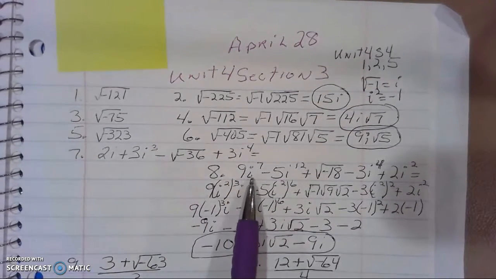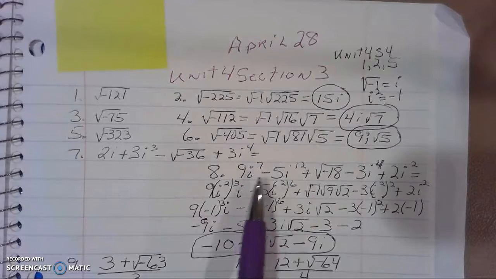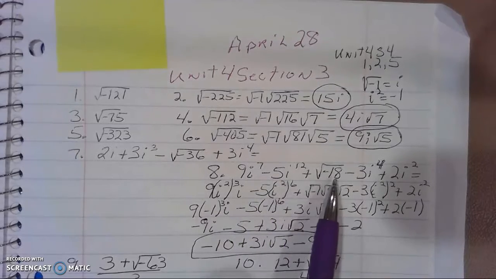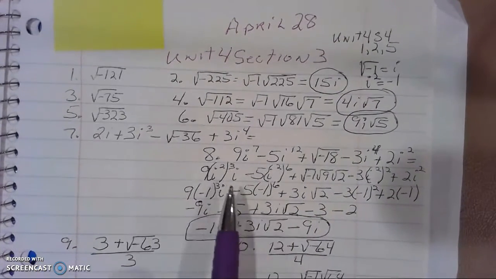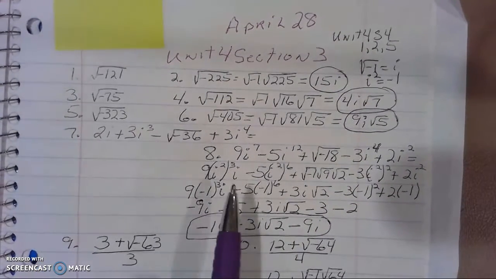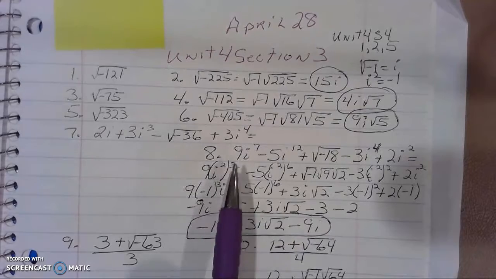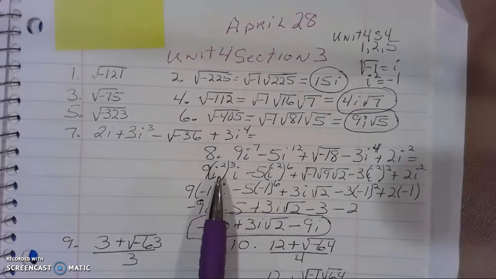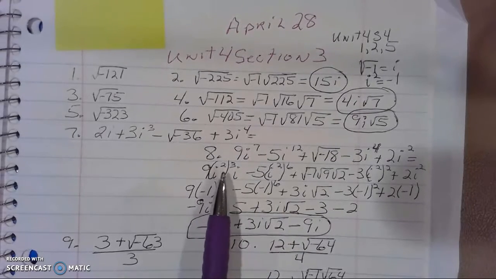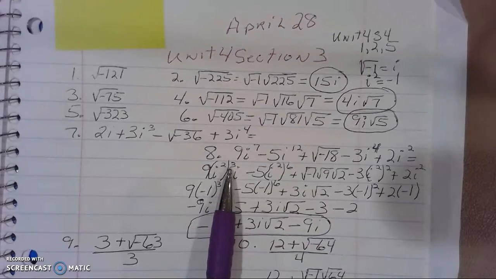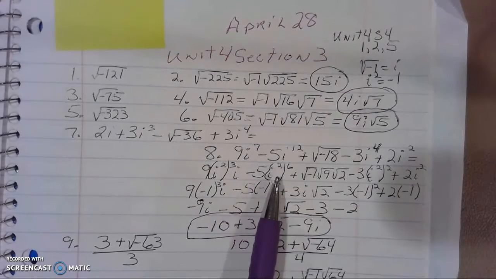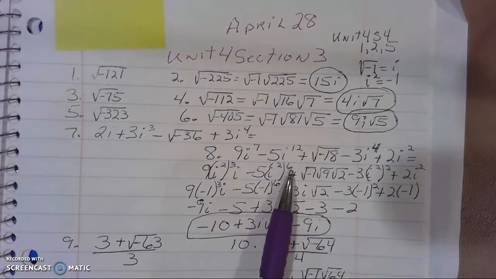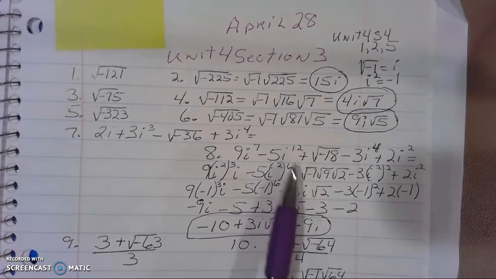and 8. 8 is 9i to the 7th minus 5i to the 12th plus the square root of negative 18 minus 3i to the 4th plus 2i squared. I'm going to put in i squared as many times as I can. Like on 9i to the 7th, I put i squared to the 3rd power. That takes care of 6 of them, and then an i left over. Minus 5 times i squared to the 6th power gets everything on that one.